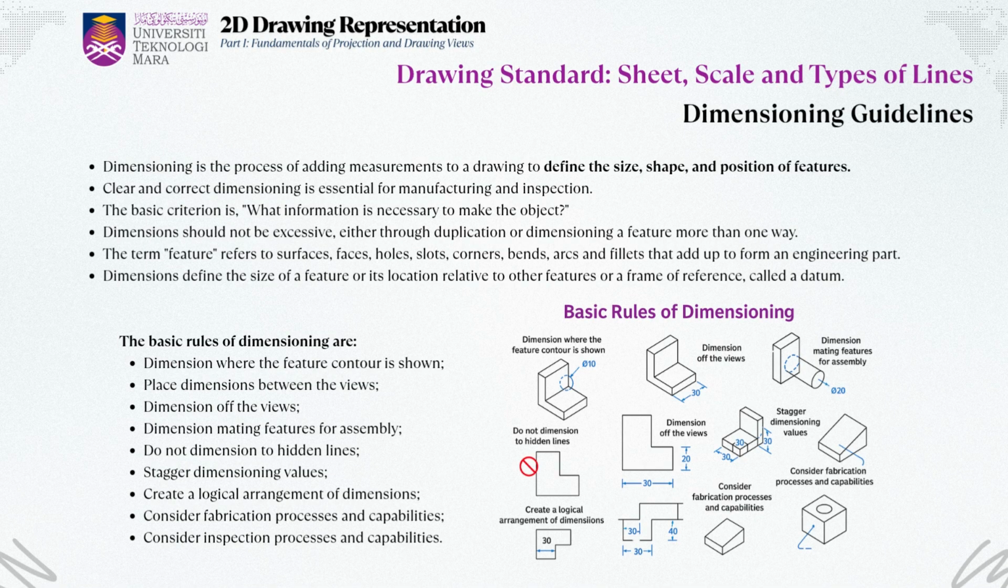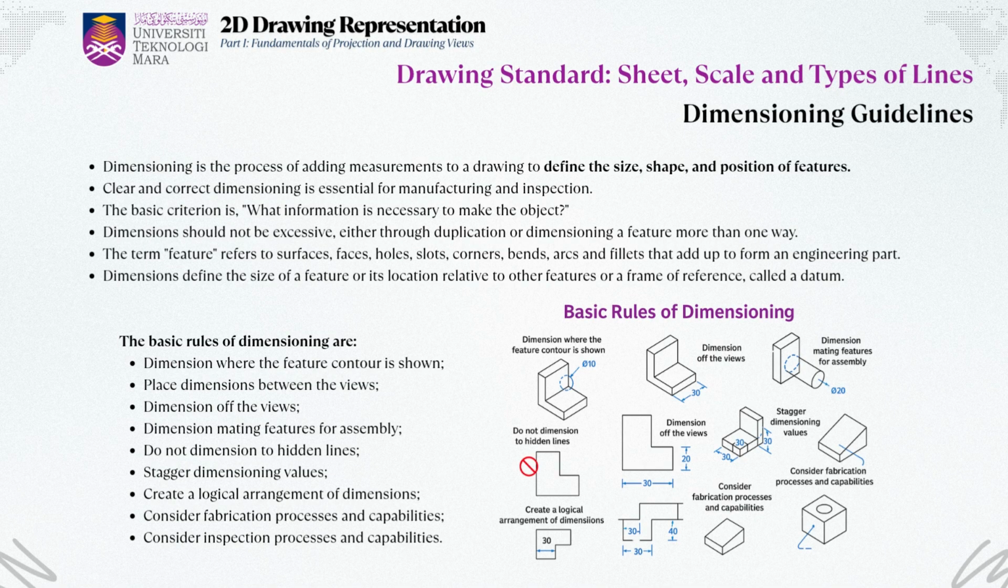In engineering drawings, a feature can be anything from a hole, a slot, a curved corner, or even a flat face. Dimensions are used to define the size of the feature or its position in relation to other features or reference points, called a datum. Now let's go through some basic rules of dimensioning.